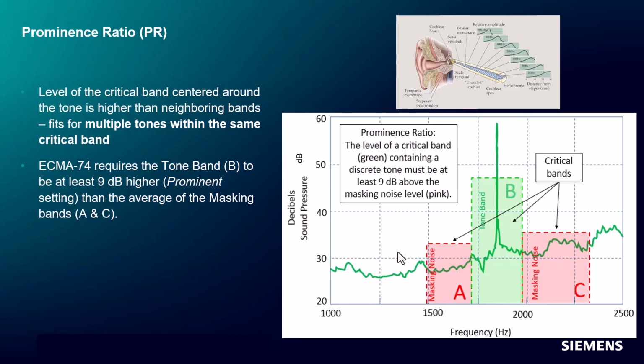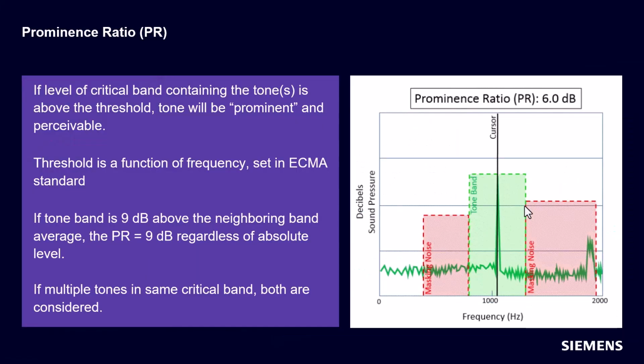Now we have something called prominence ratio, which is very similar, but the main difference is that instead of just looking at a tone within its own band, it takes the RMS of all of the energy within a band, and then it compares it to the two bands near it. And if this energy is 9 dB or 8 dB above the two bands, then we would consider this prominent. And sometimes prominence ratio can be a better calculation depending on how your data looks. And we're going to take a look at that in a second.